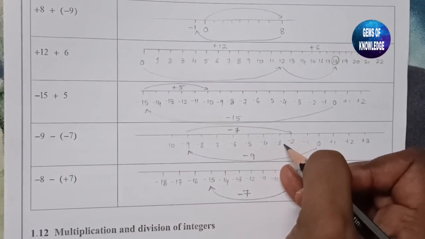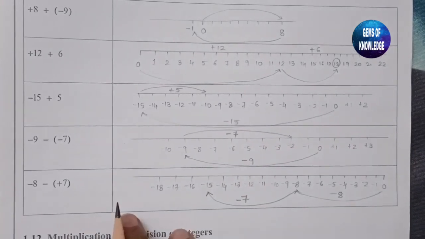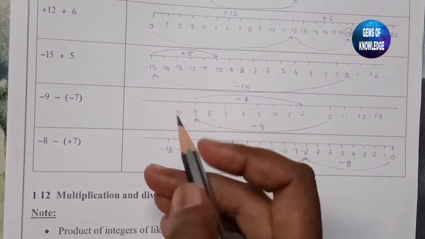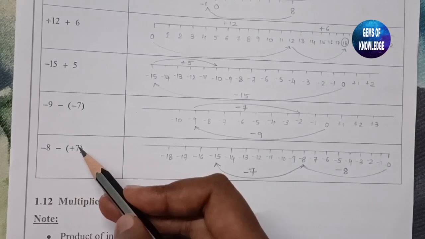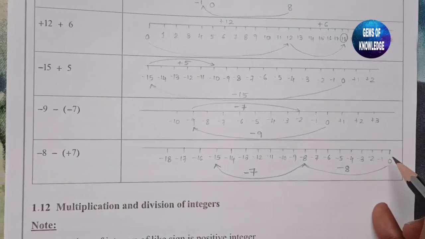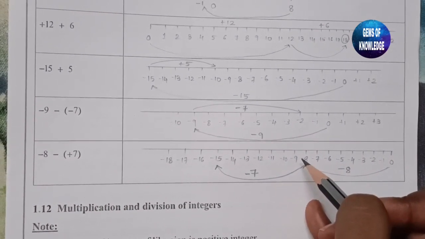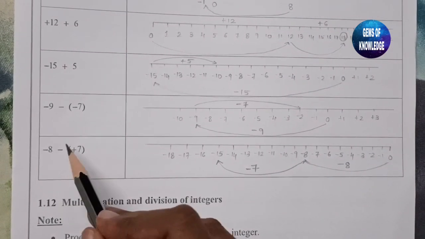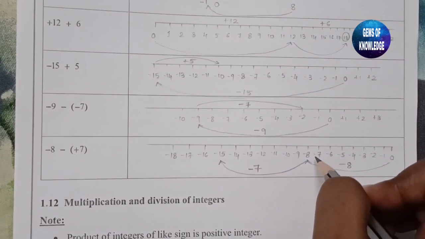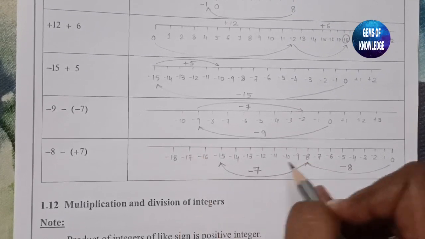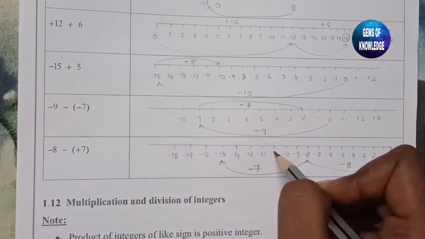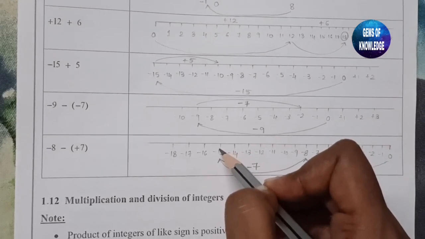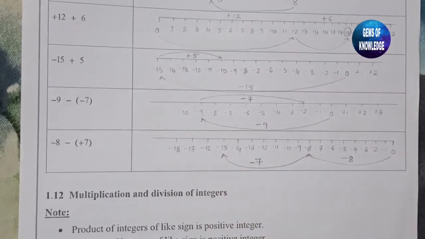So you are getting minus 2 as the answer. Okay, next, minus 8 minus of plus 7 is given. So from 0 you are going to go to minus 8 first, then again minus into plus you are going to get minus. So both will be similar sign. So you will go again 7 times in the same steps, that is 1, 2, 3, 4, 5, 6, 7. So you are going to get minus 15 as the answer.